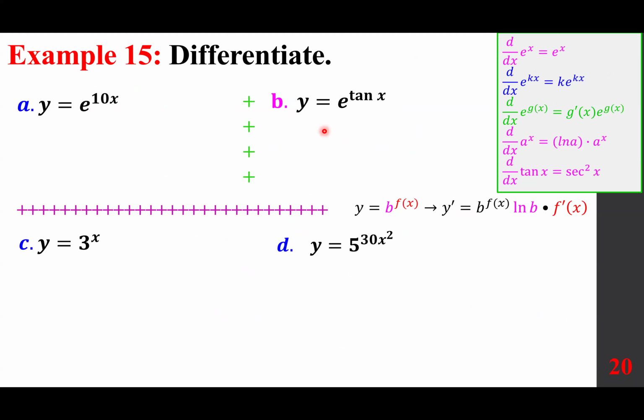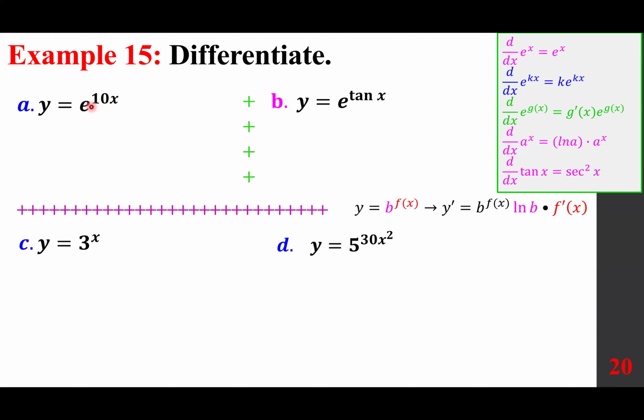All right, we're dealing with a bunch of exponentials, and I remind everybody that the derivative of e to the power of x is itself. The derivative of e to the power of kx is k e to the power of kx. The derivative of e to the power of g of x is itself times g prime. If we have some base, a to the power of x, that is different than e, then the answer is itself times natural log of that base. Sometimes we use a, sometimes we use b. And the derivative of tan x, for example, is secant squared.